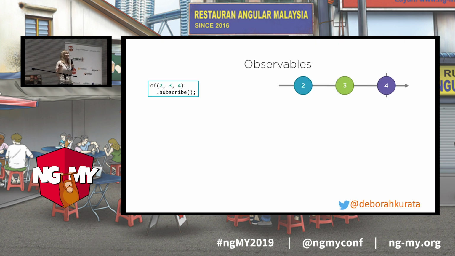Well, when we think of observables, we might be thinking of something like this. Here I've got the of creation function, and I'm using a marble diagram. This is emitting a 2, then a 3, then a 4, and the slash through the 4 means it's a complete, because the of creation function will emit each of the values and complete. So that's a simple observable, sometimes called a first order observable.